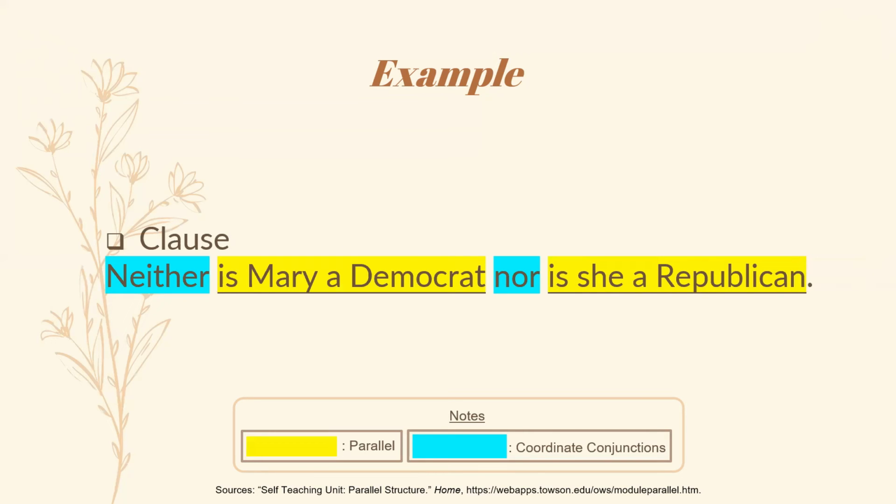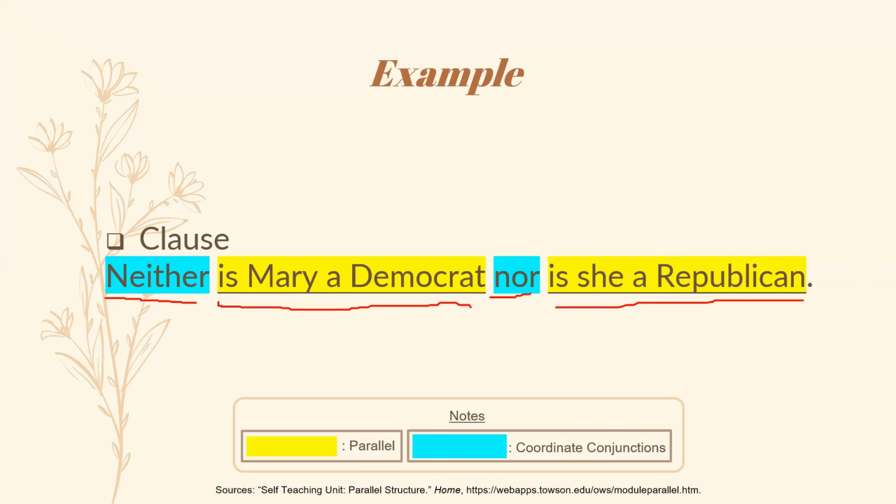And this is the example at the clause level. The clause here is "Is Mary a Democrat, and is she a Republican?" So we can say that this is parallel because they both have the same pattern. So that is the example of how we know what is parallel and not parallel, how the sentence is parallel at the clause level, word level, and so on.